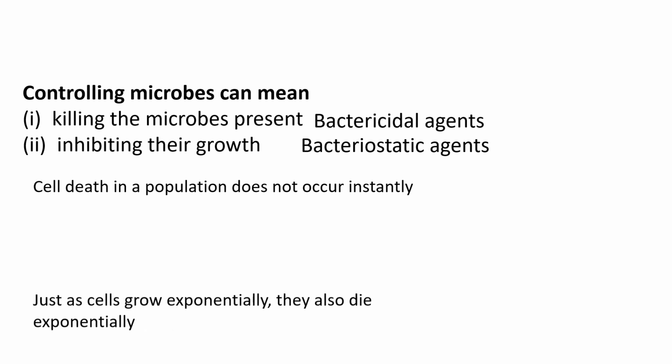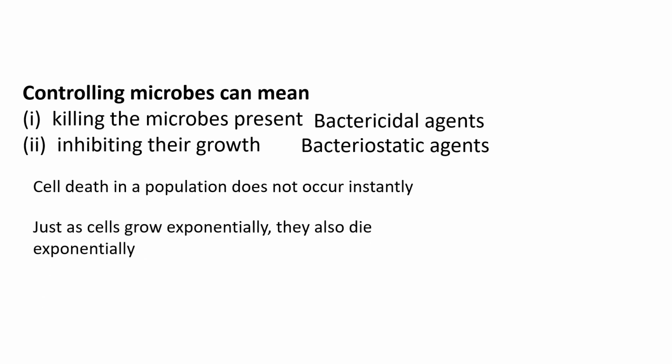Instead, just as cells grow exponentially, they also die exponentially. Whatever treatment the bacteria are subjected to, they die at an exponential rate. Exponential death means that they die at some fractional rate per unit time. If 50% of the microorganisms in a population die every minute, then after 2 minutes, there will be 25% still alive. After 3 minutes, there will be 12.5% still alive. And after 4 minutes, there will be 6.25% still alive, and so on.